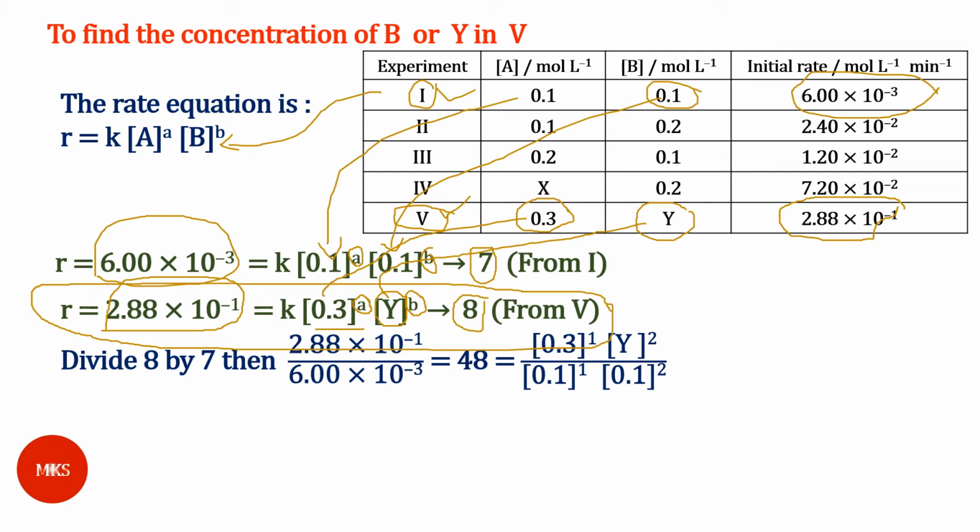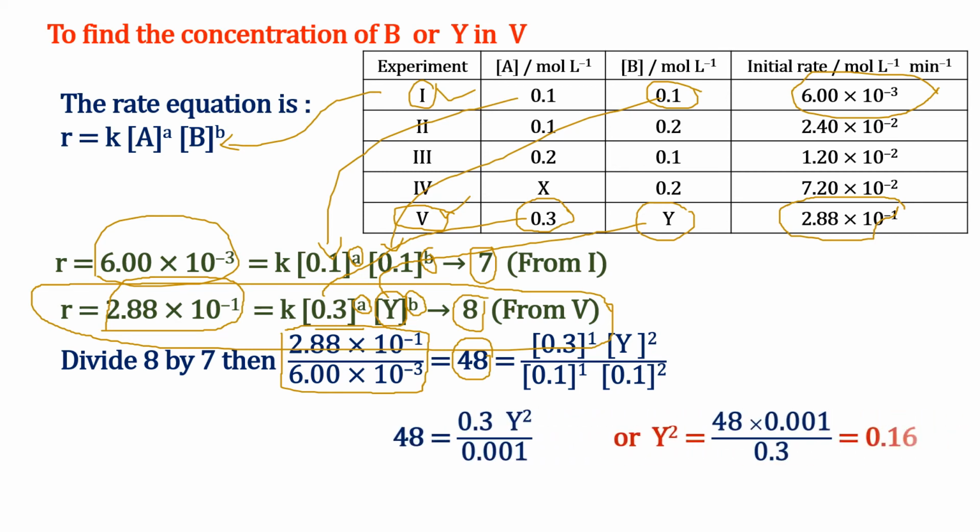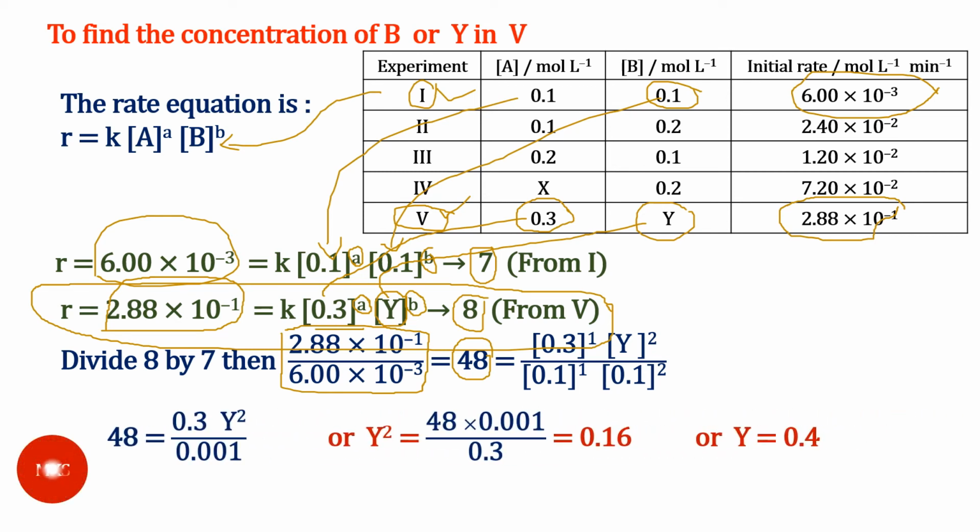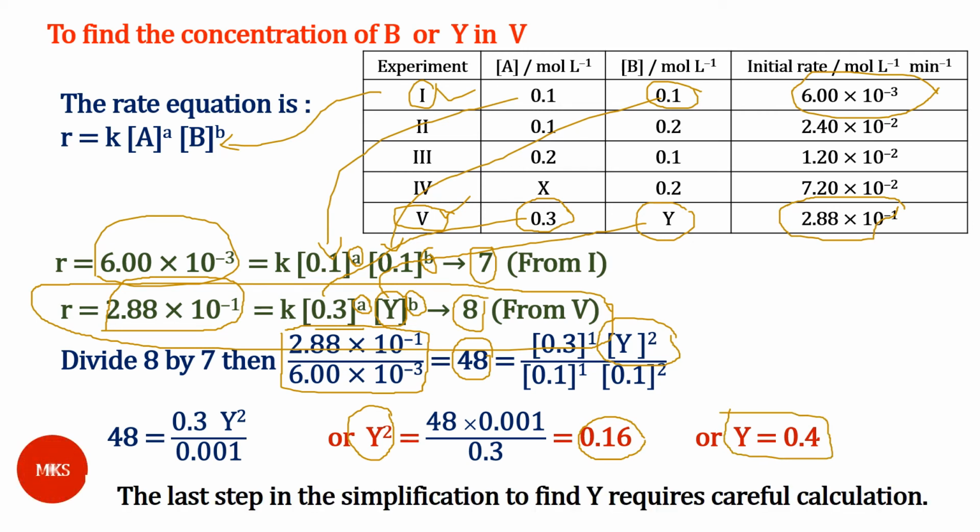So 48 is the ratio between the rates of the reaction, which is equal to this value. Now on simplification, just go through these steps. Then y squared is equal to, because here the value is y to the power 2, so y squared is equal to 0.16. So what is the value of y now? Which is 0.4.